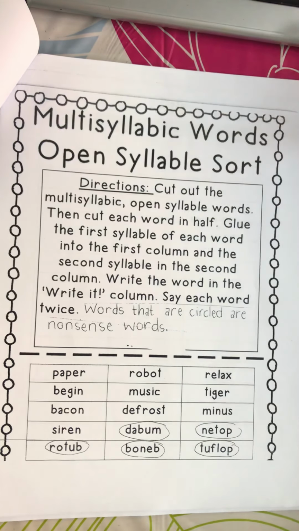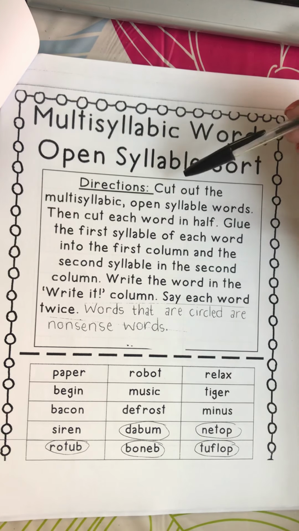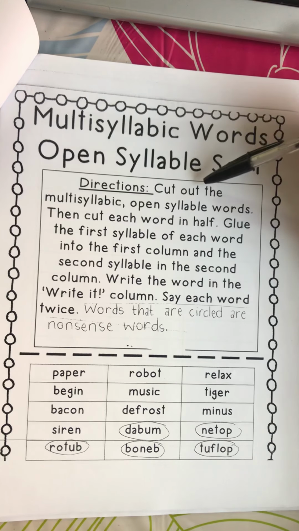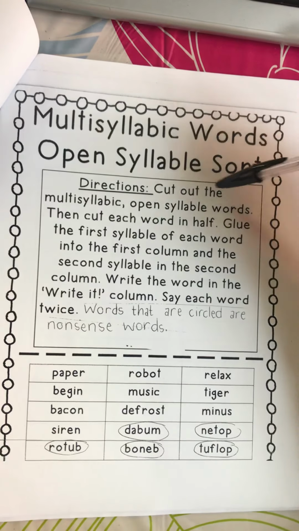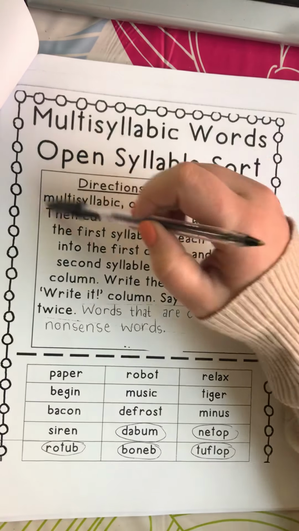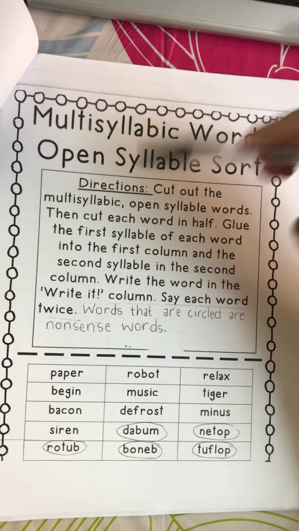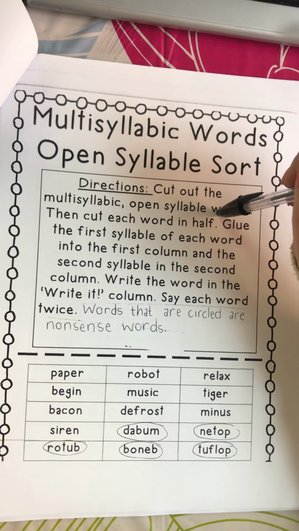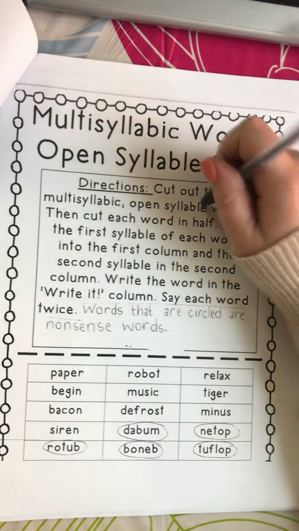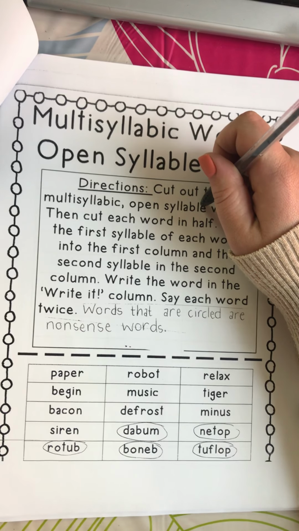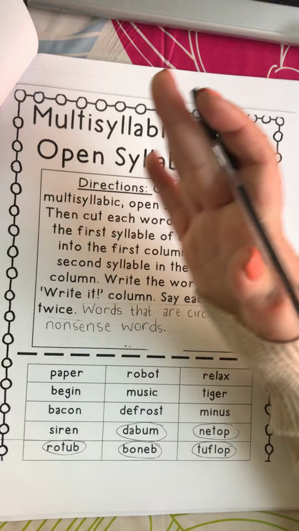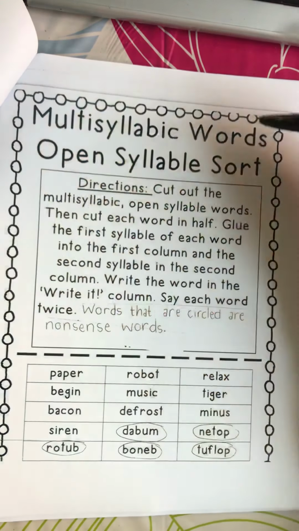Don't worry about all of those words, just listen to what I'm saying. Cut out the multisyllabic words. What this means is cut out these words that have more than one syllable, so they have more than one sound. Open syllable means the first syllable ends in a vowel. A, E, I, O, or U. That is what an open syllable is: the first syllable ends in a vowel.